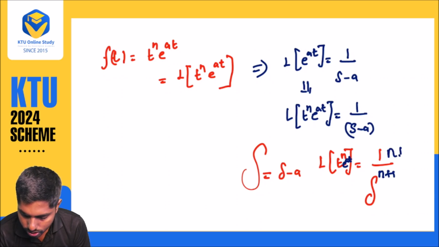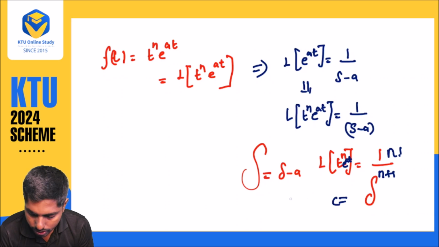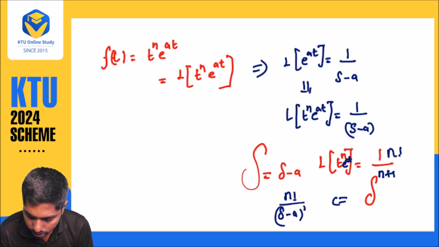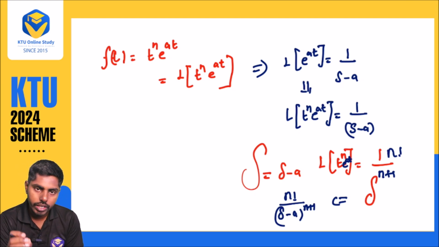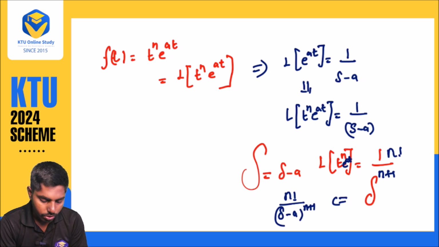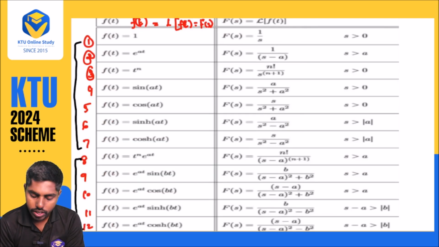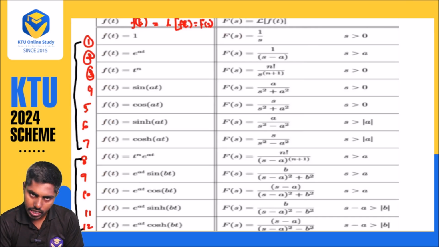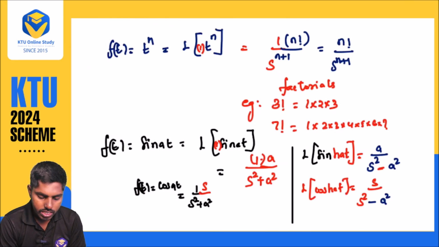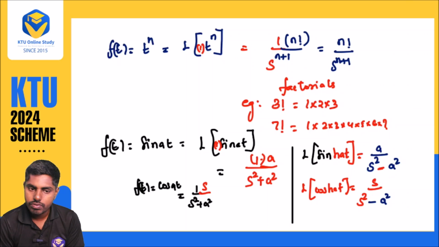Capital X is x minus a, so the answer is n factorial divided by (x minus a) to the power n plus 1. This is the way you write it when they ask about t power n e power at. Same thing, a simple formula. Similarly for e power at of sin bt and cos bt, we will look into that in the shifting theorem properties. These are the basic formulas, and if you know them, it is very simple to study.